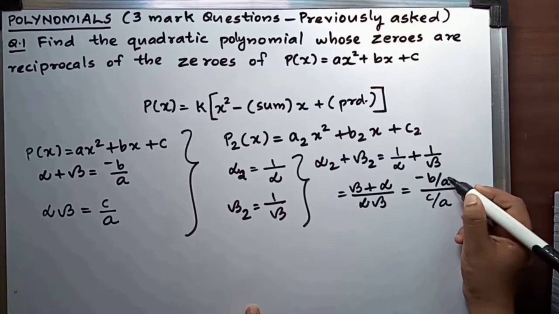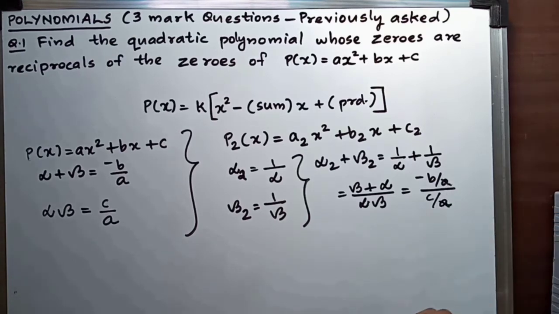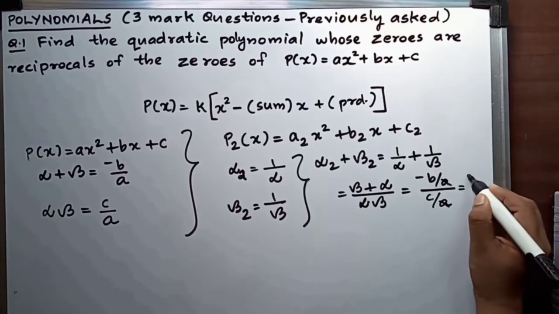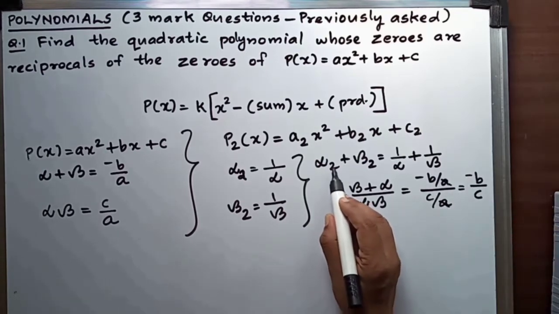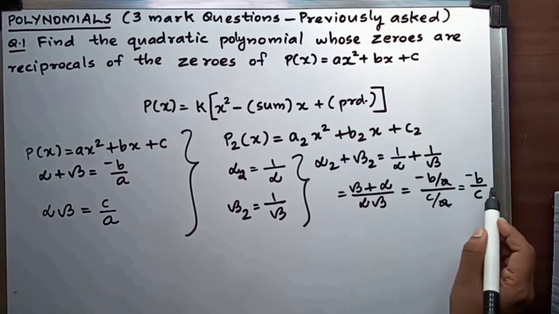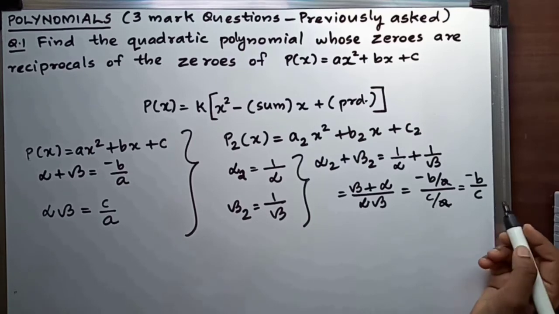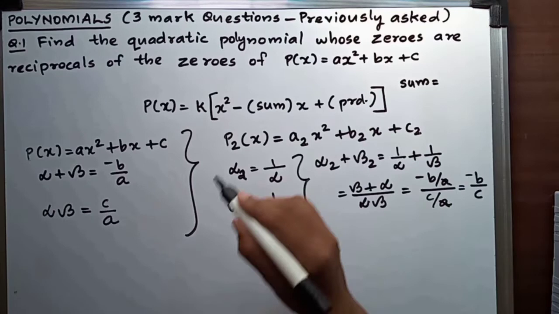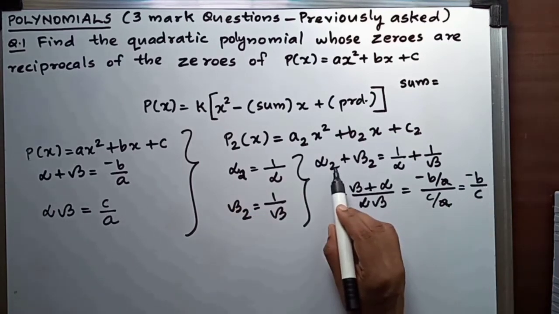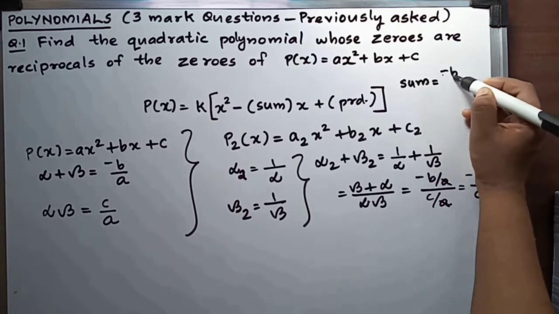So in numerator and denominator, a is there, so we can cancel it, right? Okay, we are cancelling. Now what is left here? Minus b is there and here c is there. So we got alpha 2 plus beta 2 as minus b by c. What does that mean? The sum of zeros of the required polynomial is alpha 2 plus beta 2 and that is minus b by c.